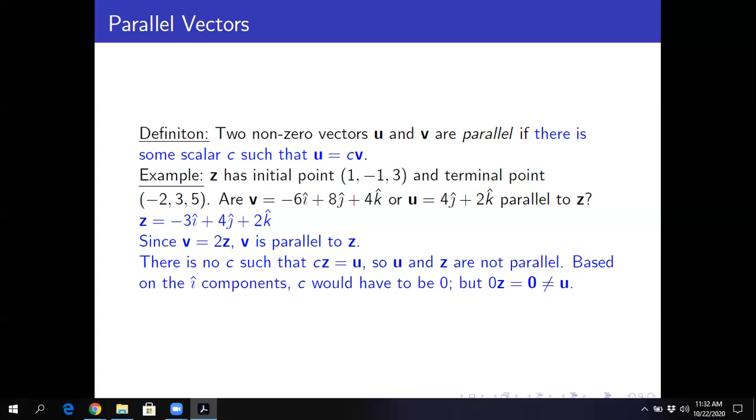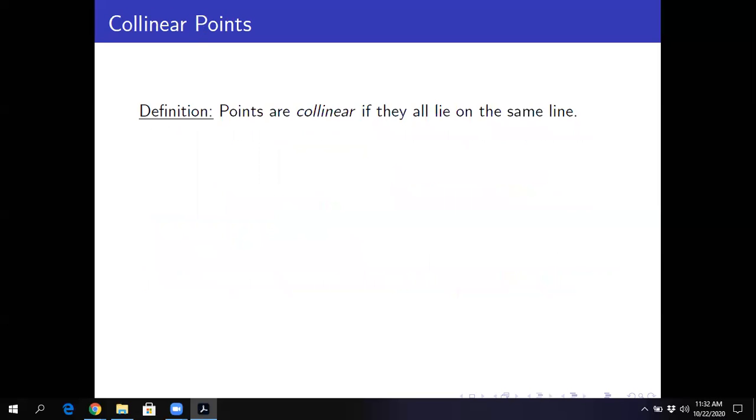All right. Let's talk about collinear points. Collinear.